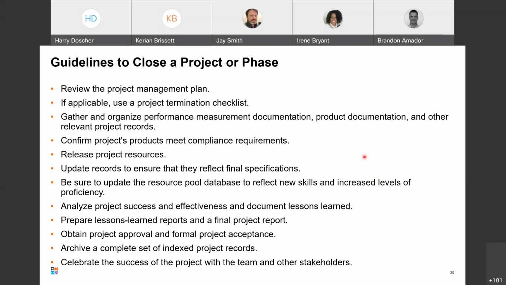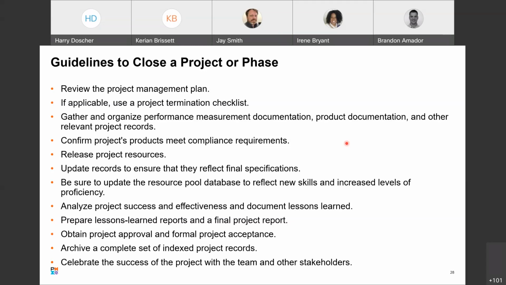Do you need to file documents within a particular repository? Do you need an acknowledgement that you did do that? Things like that. Do you have to have a final review with senior management? So making a checklist always helps. And then gather and organize performance measurement documentation, product documentation, and other relevant project records. So you're going to gather all that for the repository.